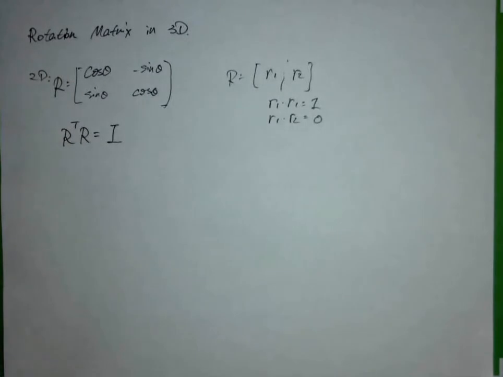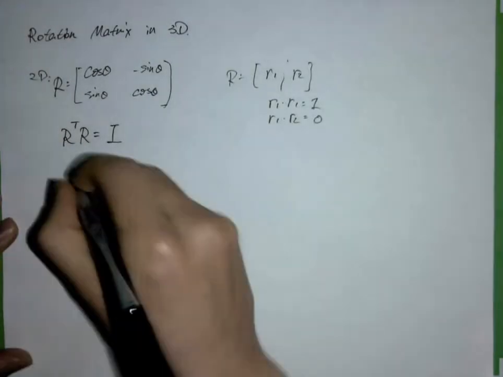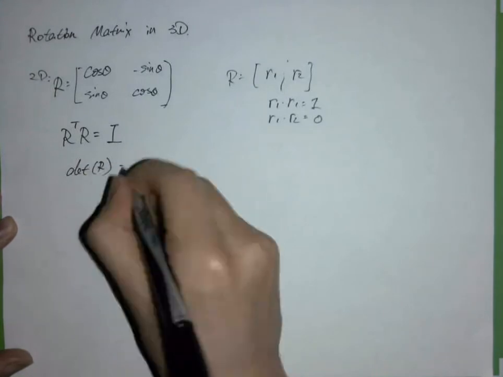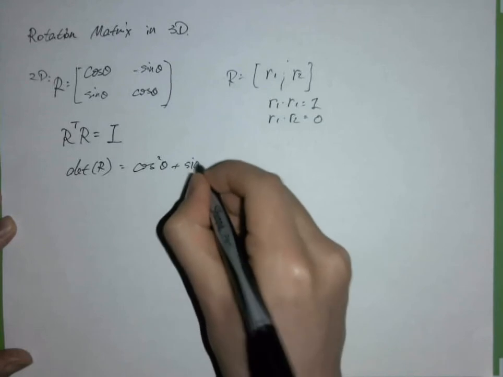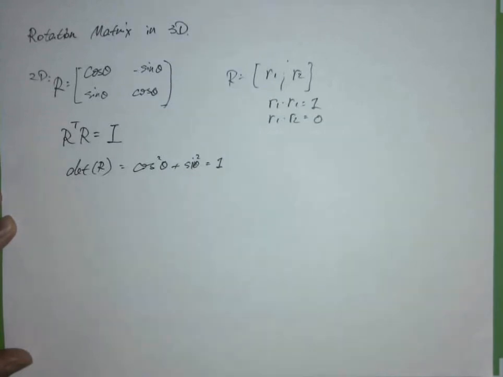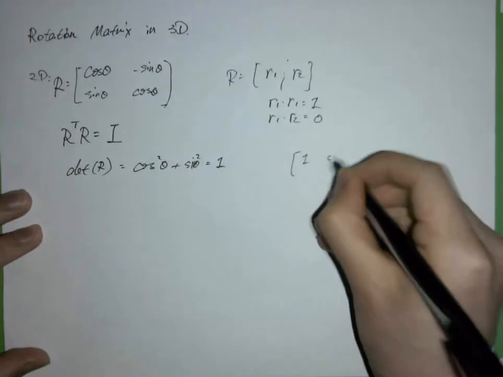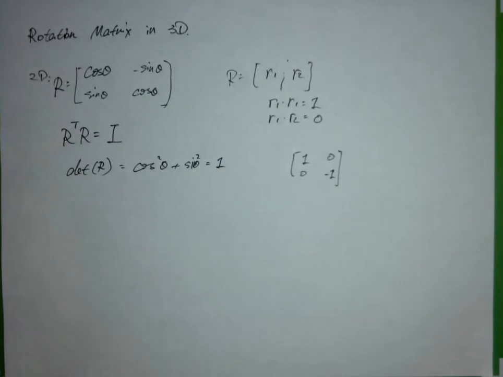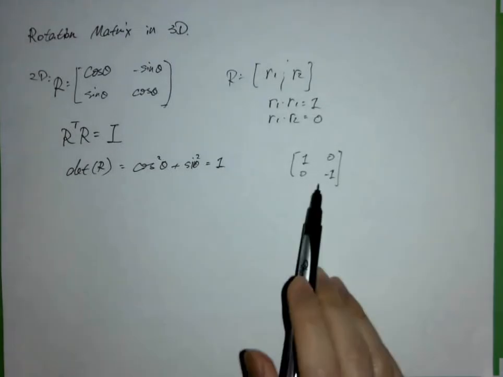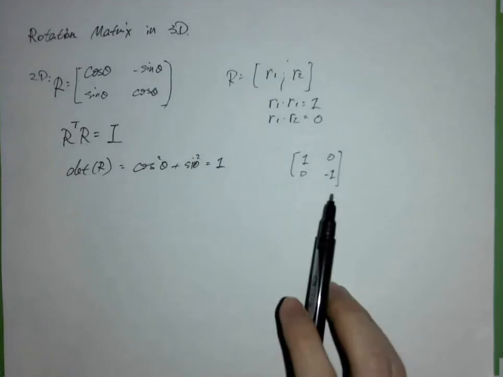It also has one more property: the determinant of the rotation matrix in the 2D case is cosine theta squared plus sine theta squared, which equals 1. There are also other orthogonal matrices, something like 1, 0, 0, negative 1. This one is not a rotation matrix. You cannot rotate an object in any way to match this matrix, because the determinant of this matrix is negative 1. This matrix is a reflection matrix.